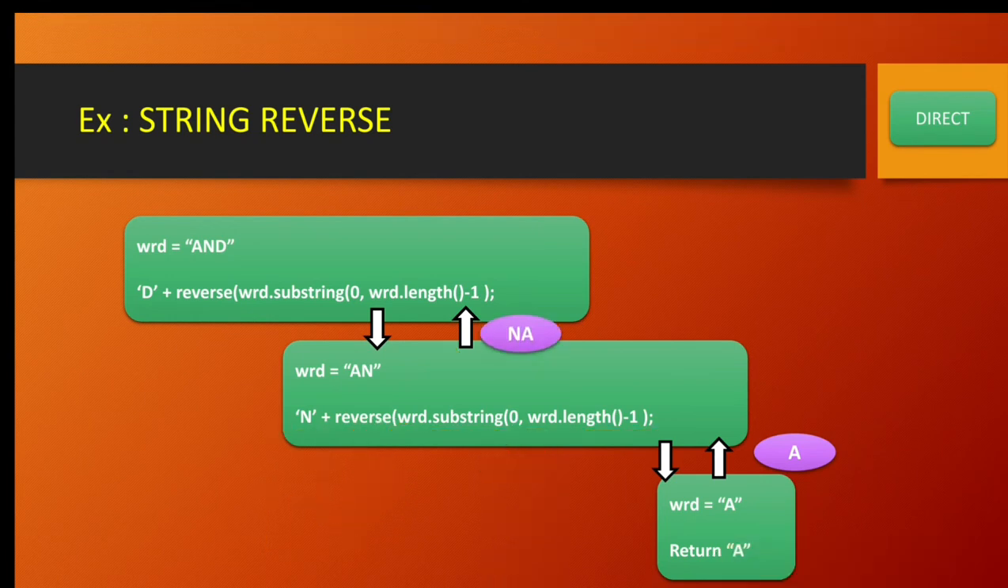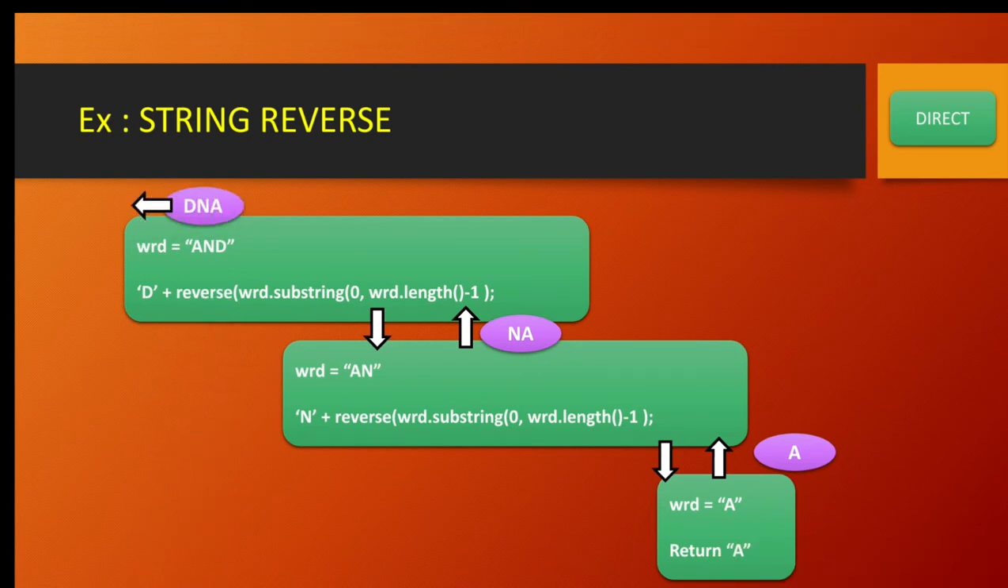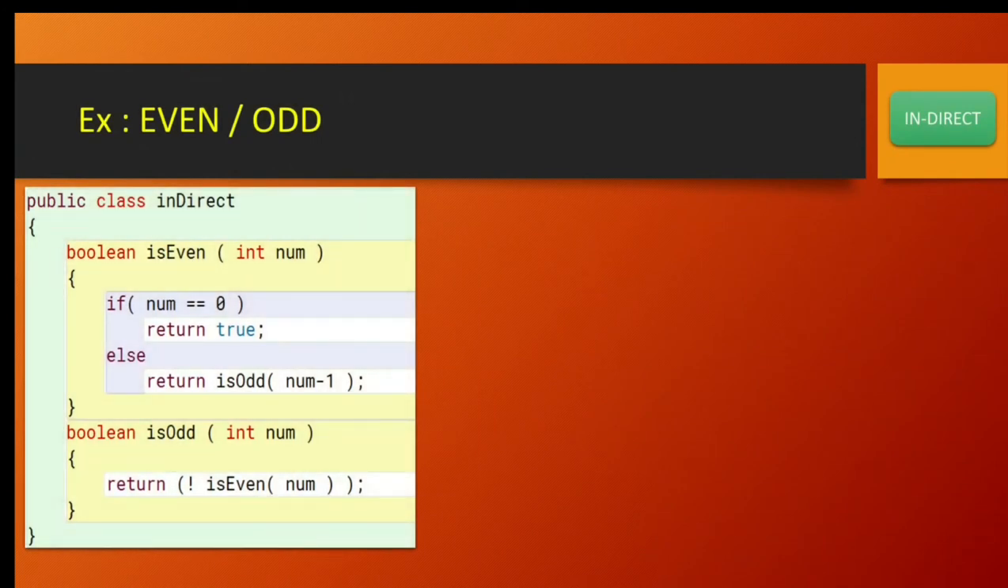Now NA will be written back, and what happened? D will be added to NA. It becomes DNA, and DNA will be written back to the calling function. In this way, a direct recursion works when one function calls itself in its body. That is direct recursion. And now what about indirect recursion?